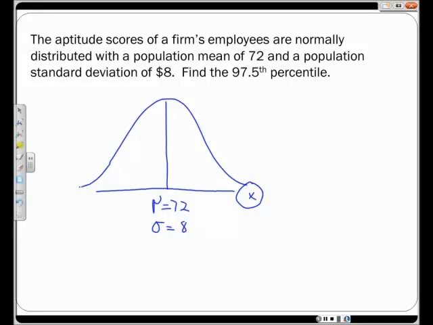When you take a standardized test, if it says that you're in the 97.5th percentile, that means that of all the people that took the test, 97.5% scored lower than you did. From that point down is 0.975. What's the likelihood that we're from the mean down?